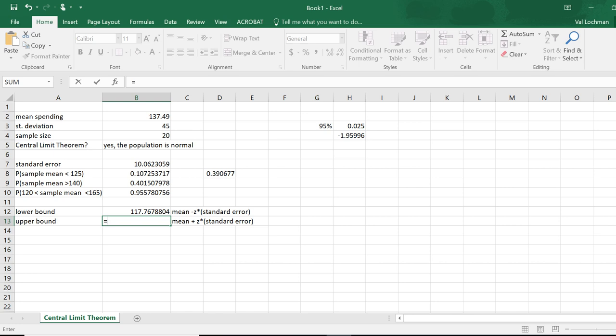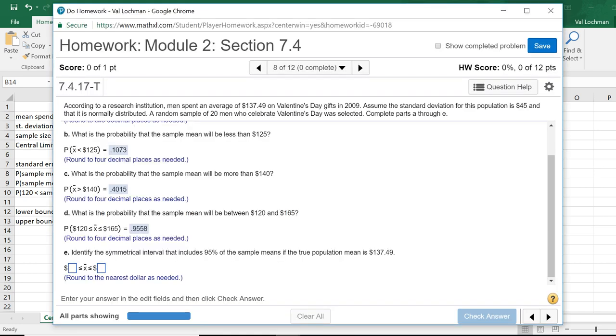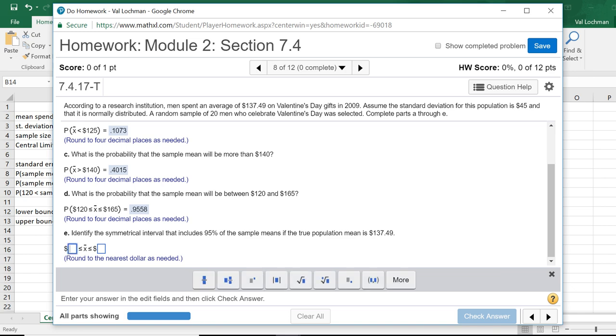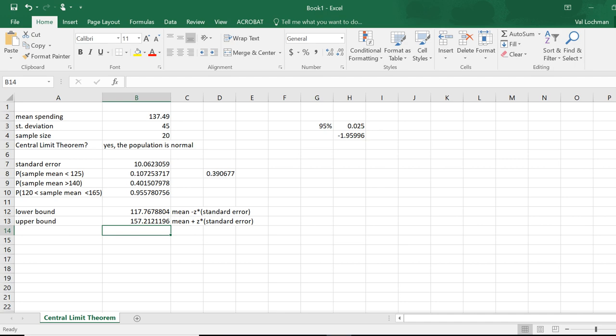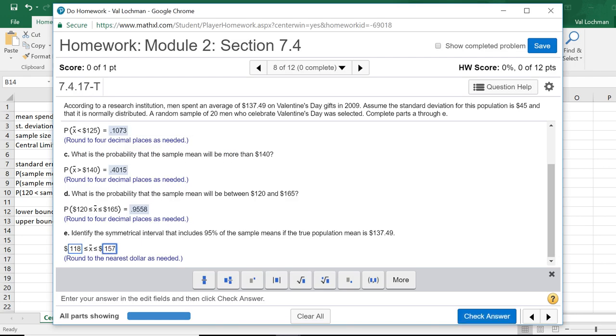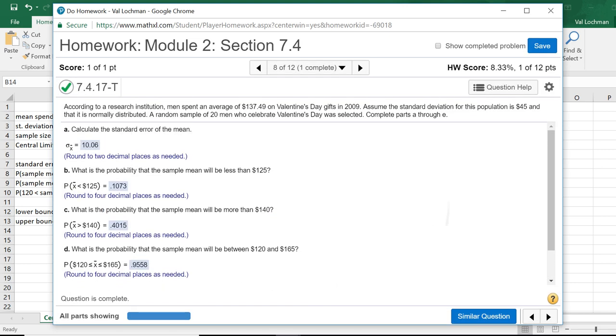And then we're going to do similar. Actually, let's just go ahead and copy it and change minus to plus. Oop, something happened. Alright, let's just redo the whole thing. So this will be equal to mean plus the z-score 1.96 times the standard error. Okay, so that is what we get for the interval that contains 95% of the sample means. So let's take a look at what they want us to round it to. Round to the nearest dollar as needed. Okay, so that would be $118. That's your lower bound. Okay, and then 157 would be the upper bound. Alright, so that's that. So this is how you would approach this problem.